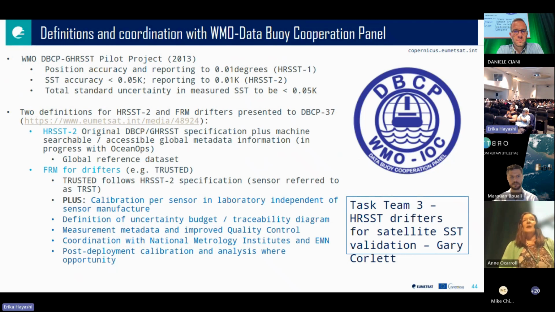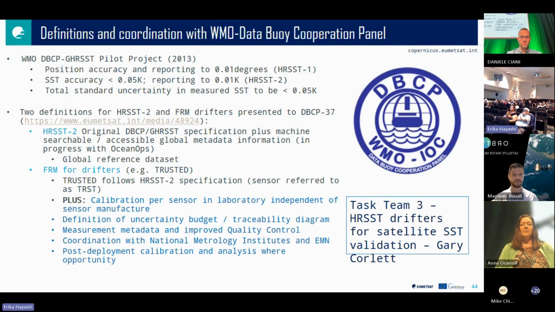I just wanted to come back a little bit to the definitions. If you recall Gary's presentation on the HRSST testing from earlier in the week, you'll remember the definitions for the HRSST2 drifters. This is what's available from the Global Drifter Program, for example, and what was agreed by the DBCP GRISP pilot project over 10 years ago now.